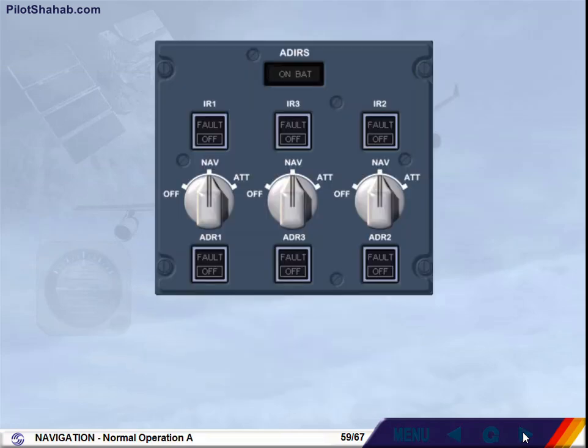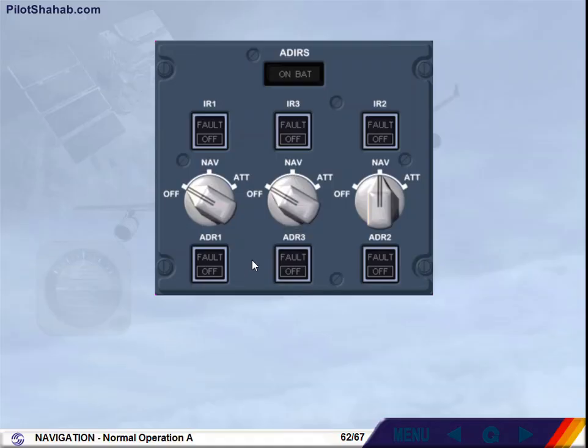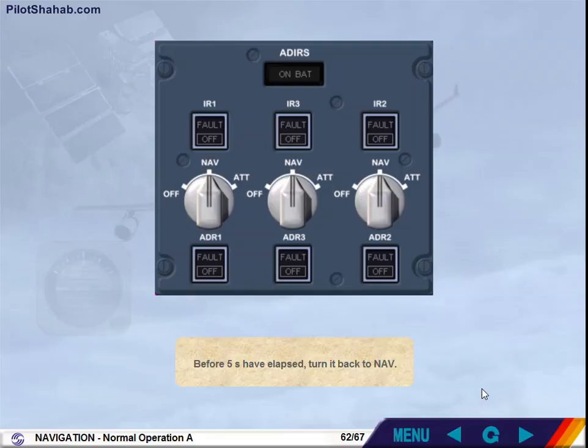To carry out a fast alignment of the three IRSs, you have to momentarily set the three mode selectors to off. Select IR1 mode selector to off. Before 5 seconds have elapsed, turn it back to nav.